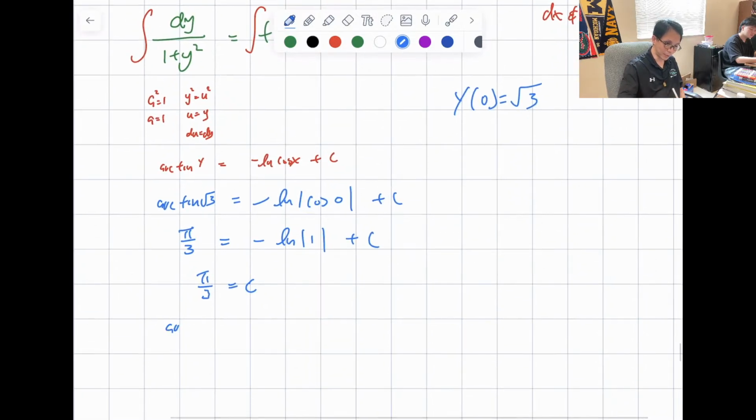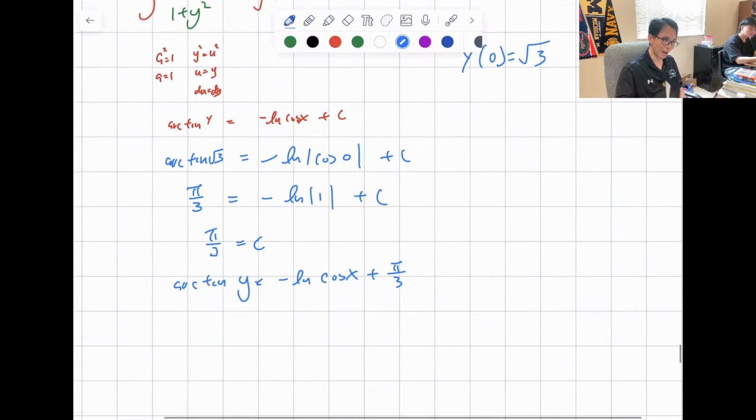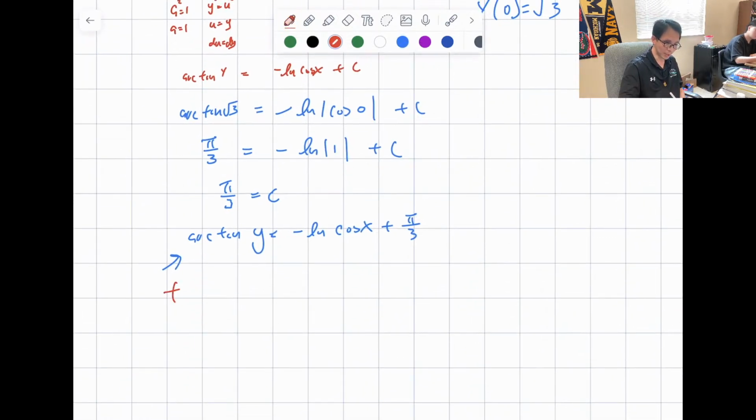Voila. So it'd be arctan of y is equal to negative natural log of cosine of x plus pi over 3. And then how do you get rid of arctan? It's not by multiplication, actually. Somebody asked me, well, can I just multiply by tan? It's not really multiply by tan. You take the tangent of arctan of y. They are inverse to each other. So that's equal to negative natural log cosine of x plus pi over 3.